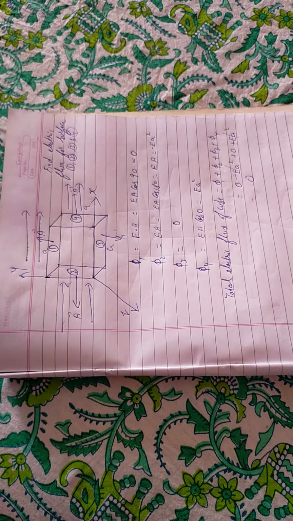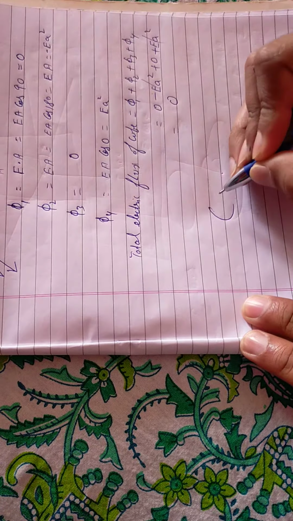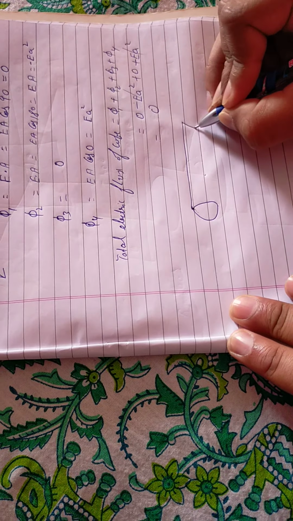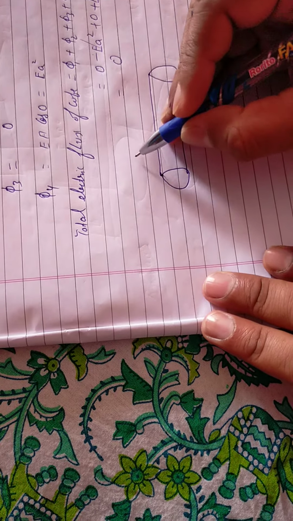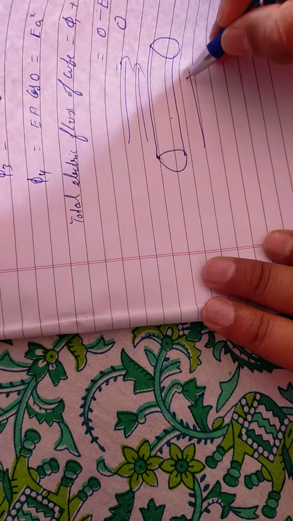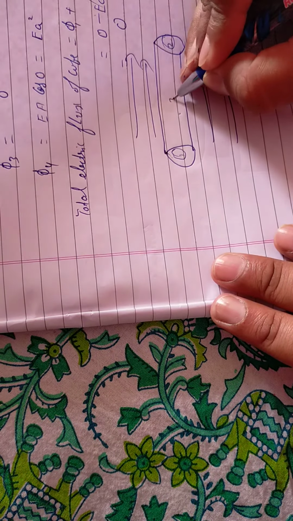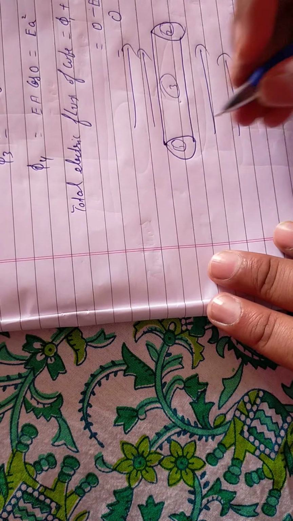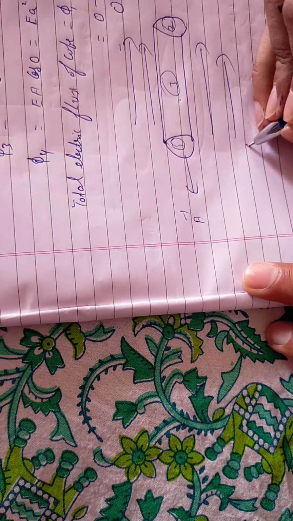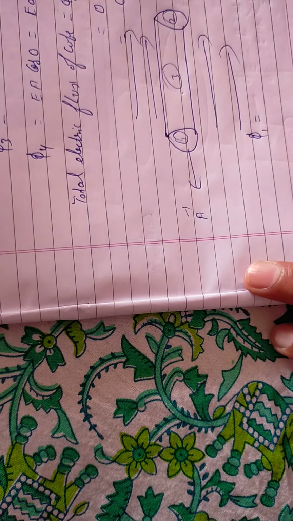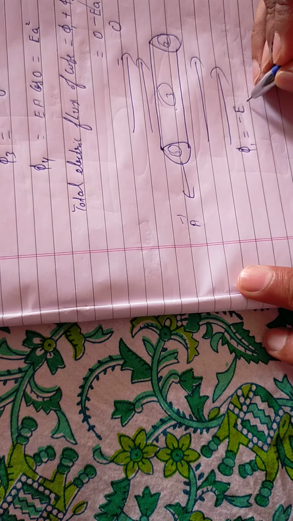Okay, now suppose you want to calculate it for a cylinder. This one cylinder is given, and the electric field lines are along this side. Consider this the first surface, this the second surface, and this the third surface. For the first surface, the area vector is along this side, so the angle is 180, so the flux is minus EA.